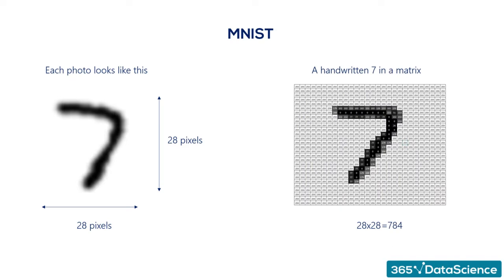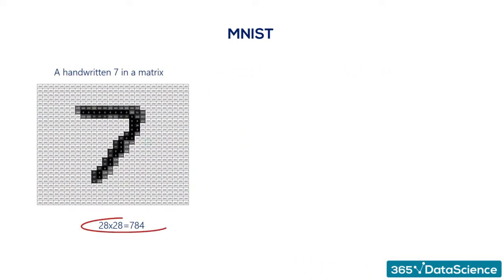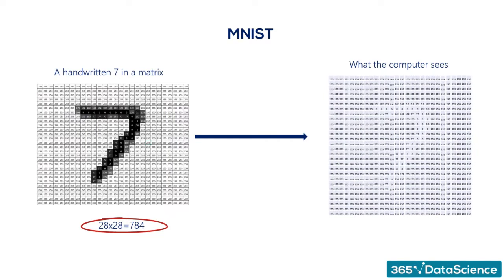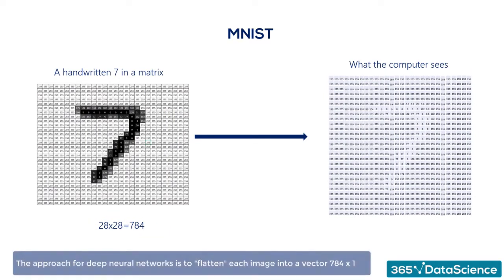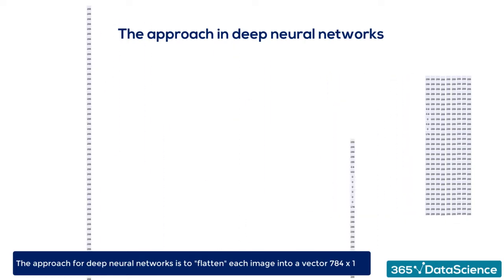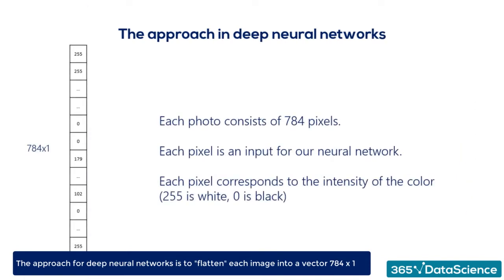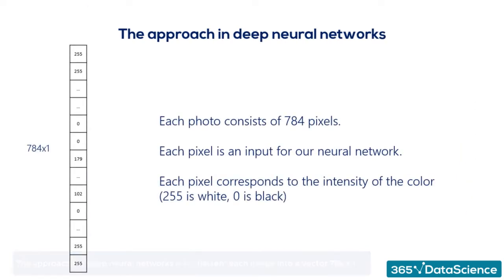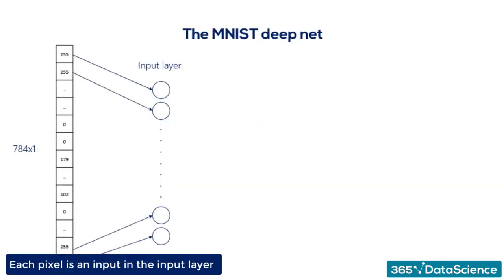Now, because all images are of the same size, a 28 by 28 photo will have 784 pixels. The approach for deep feed-forward neural networks is to transform or flatten each image into a vector of length 784. So, for each image, we would have 784 inputs. Each input corresponds to the intensity of the color of the corresponding pixel. We will have 784 input units in our input layer.